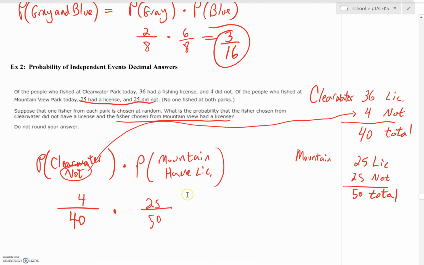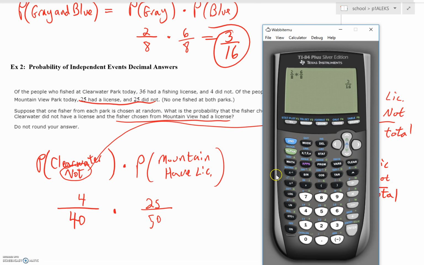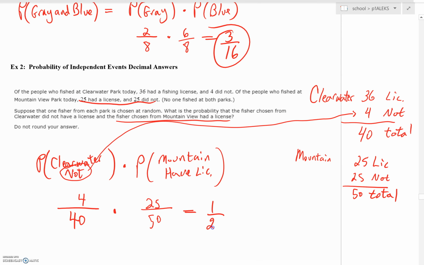So again, you could use your calculator if you'd like. You could say alpha y equals and get in your 4 out of 40, which by the way is 1/10. We know that. And 25 over 50, that's actually going to be 1/2. So it's not all that difficult. And you can see we'd get 1/20. So that's your probability of having the first park, the Fisher person, not having a license. The second park would have the Fisher person being a licensee.